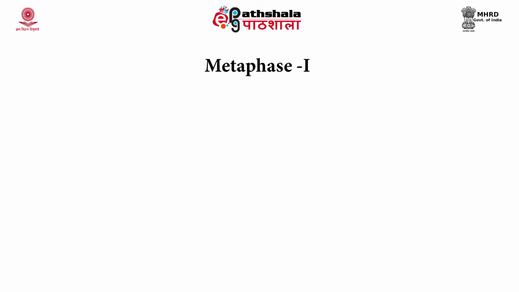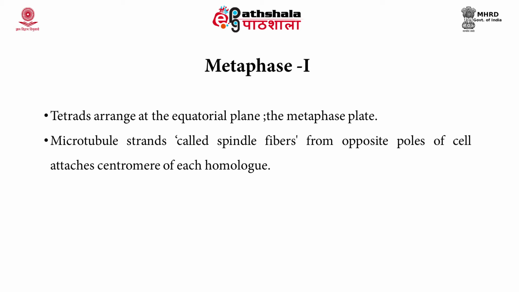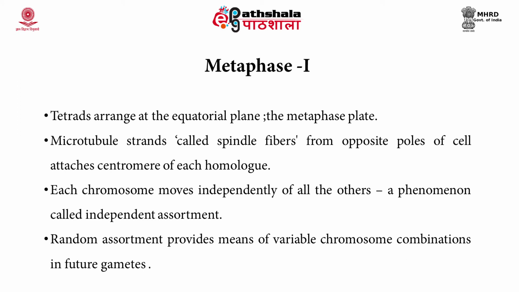Metaphase I follows prophase I. At this stage, tetrads are arranged at the equatorial plane. Microtubule strands called spindle fibers from opposite poles of cell attach to the centromere of each homologue. Each chromosome moves independently of all others through a process called independent assortment. This random assortment provides a means of variable chromosome combinations in the future gametes.